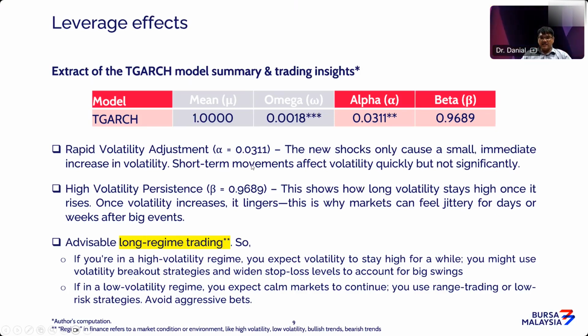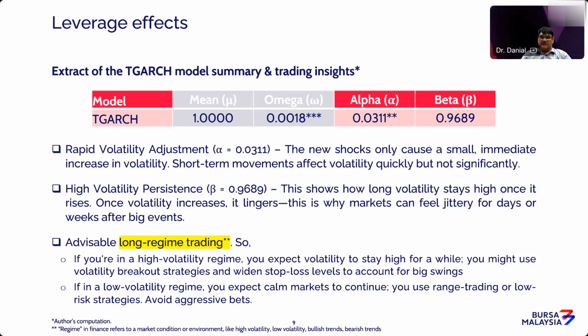So that is what alpha is telling us. The new shocks only cause a small immediate increase in volatility. So if I just say the news coming in, of course, people react. The mechanics of information arrival, of course, people react because they don't know: am I relevant? Is my position relevant to this news or not? In other words, they react first, think later.